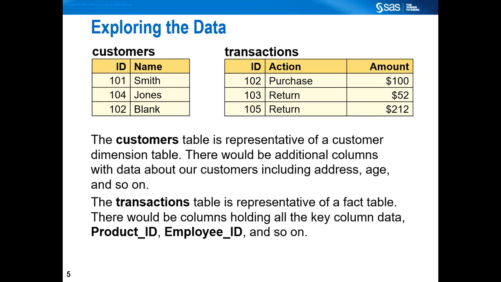So there would be additional columns with data about our customers, including address, age, and so on. Whereas the transactions table is representative of a fact table, with key columns like product ID, employee ID, and so on. Why? Because in a transaction table, it records which salesperson has entertained that particular customer. So you'll have the sale, the product ID for what product has been purchased, the employee ID of which employee is interacting with that customer, and of course the customer ID, correct?